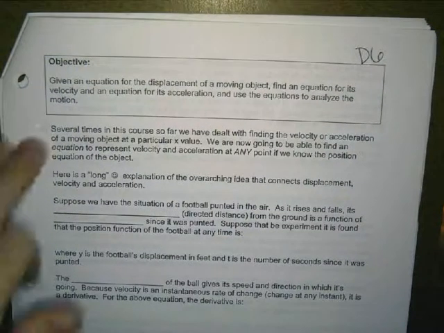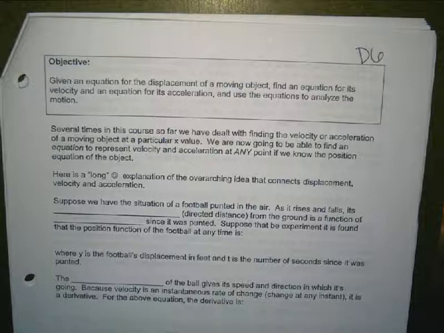Several times in this course so far we've dealt with finding the velocity or acceleration of a moving object at a particular x value. We're now going to be able to find an equation to represent velocity and acceleration at any point if we know the position equation of the object. So here's the long explanation of the overarching idea that connects displacement, velocity, and acceleration.